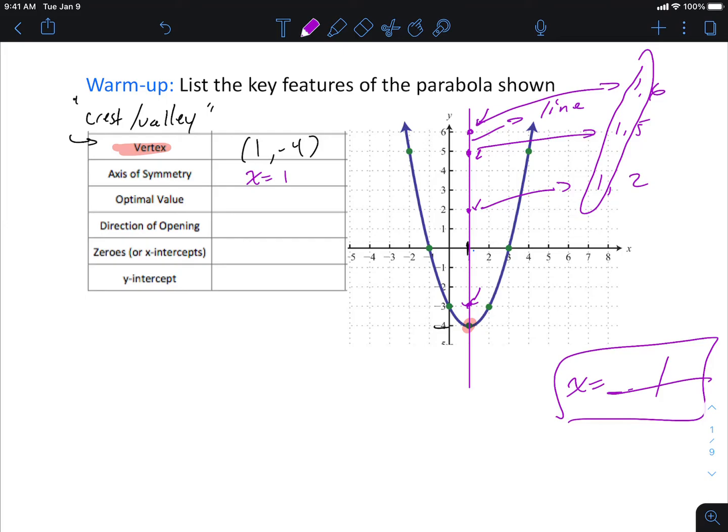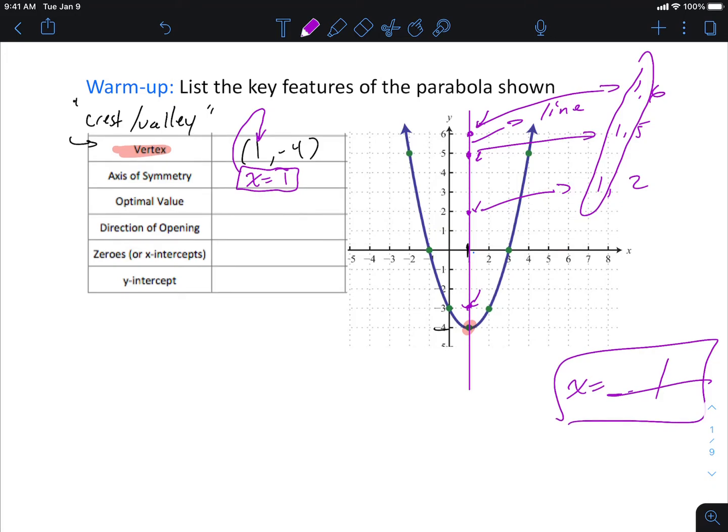Now the cheating way to do this, without much thinking at all, is to recognize the fact that x equals 1 is actually the x value of the vertex. And I told you the axis of symmetry has to go through the vertex, so it better go through the value of 1. So as soon as you find the vertex, you automatically know the axis of symmetry.